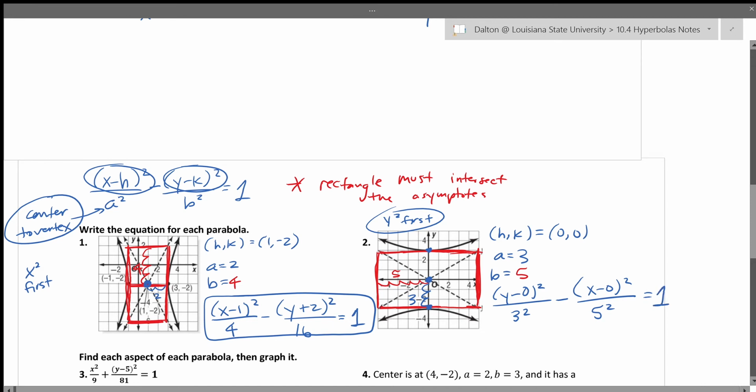And then always clean it up. Simplify everything as much as possible. So y minus 0 is just the same thing as y squared, over 3 squared, which is 9, minus x squared over 25 is equal to 1.